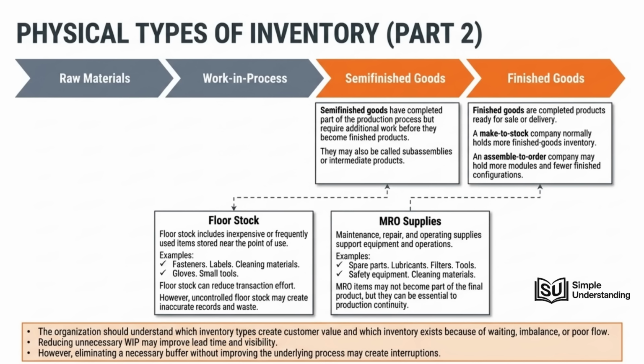The organization should understand which inventory types create customer value and which inventory exists because of waiting, imbalance, or poor flow. Reducing unnecessary WIP may improve lead time and visibility. However, eliminating a necessary buffer without improving the underlying process may create interruptions.